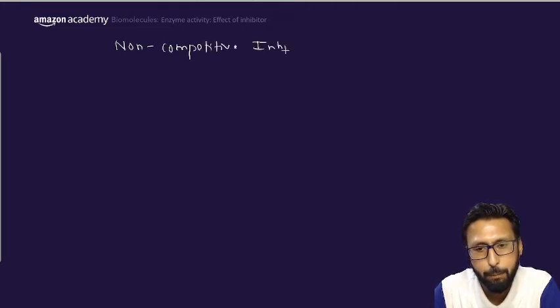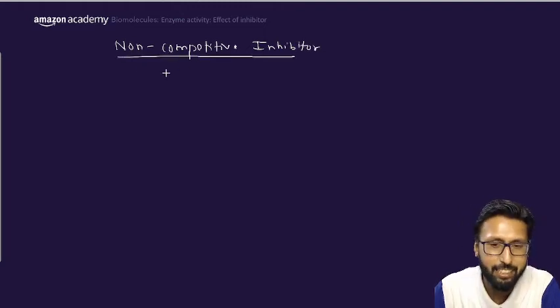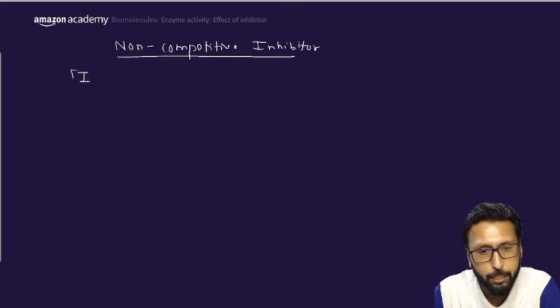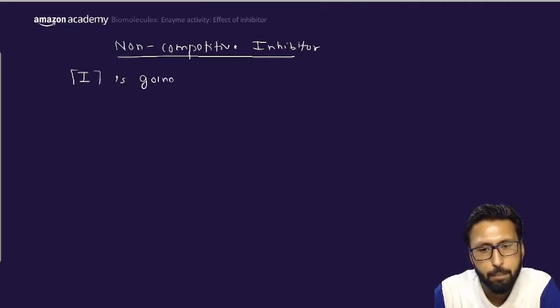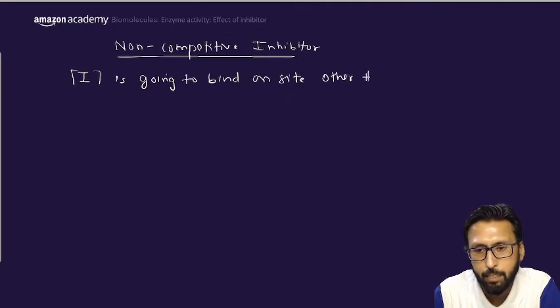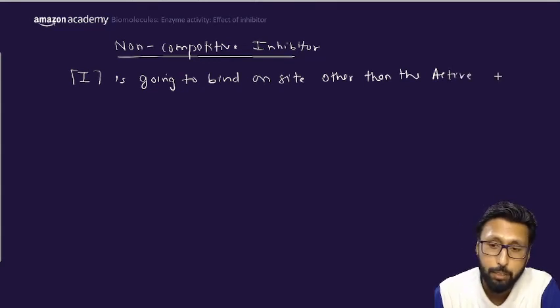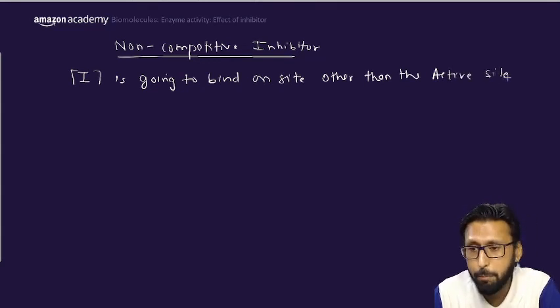So what is going to happen here is that the inhibitor is going to bind to some other site than the active site. So the inhibitor is going to bind on a site other than the active site. So what is the problem? The inhibitor is binding to a site which is not the active site.